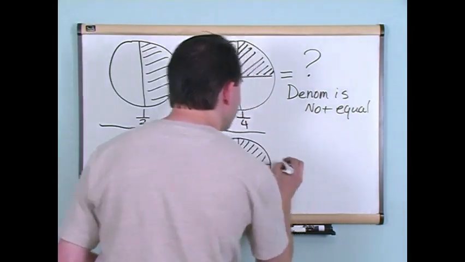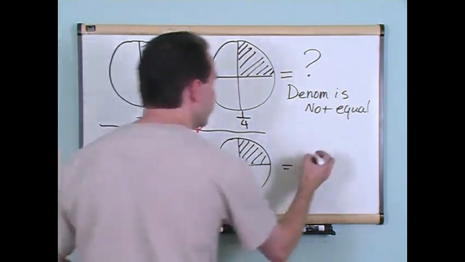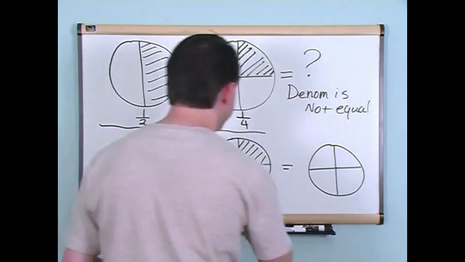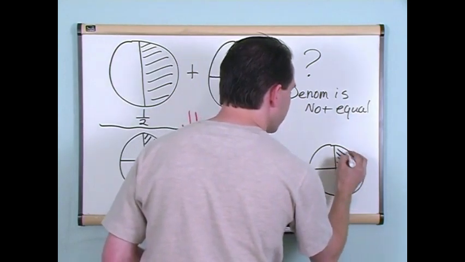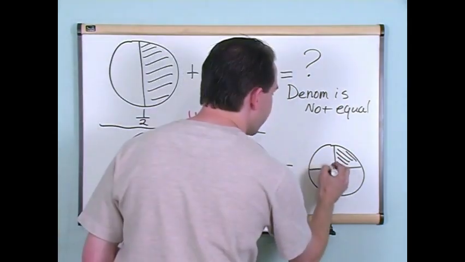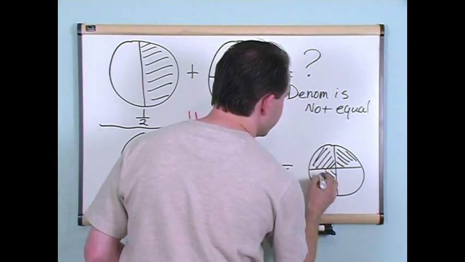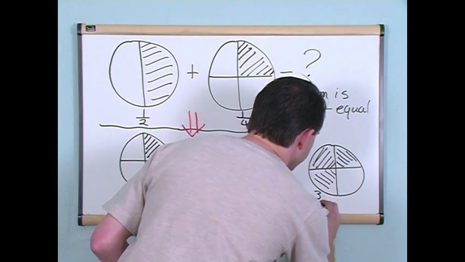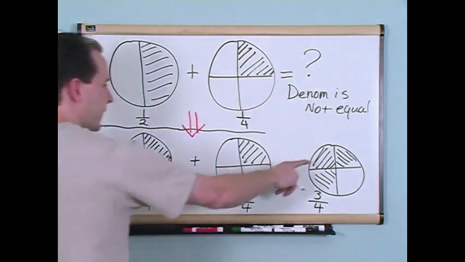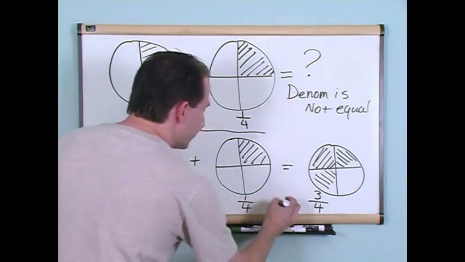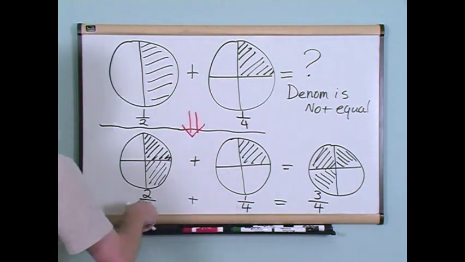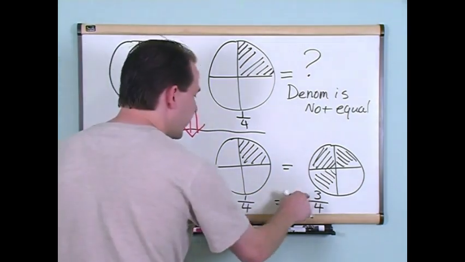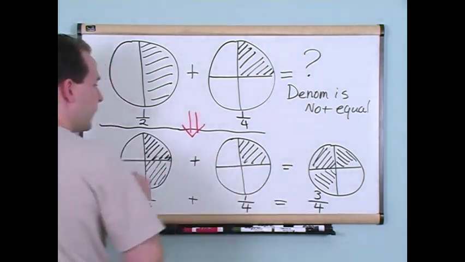So, if I took this and added it to this in picture form, I would have this pie cut into 4 pieces. I'd have this piece from over here, and then this half of the pie over here, I'd have a piece here, and I'd have a piece here. So I'd have 3 pieces out of a possible 4 pieces. And notice, that makes absolute sense with my rules. The bottom numbers are the same, so I keep my bottom number. The top numbers, I just add to each other, and I get 3/4. 2 plus 1 gives me 3.